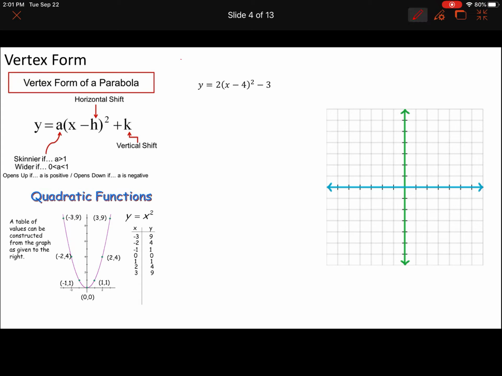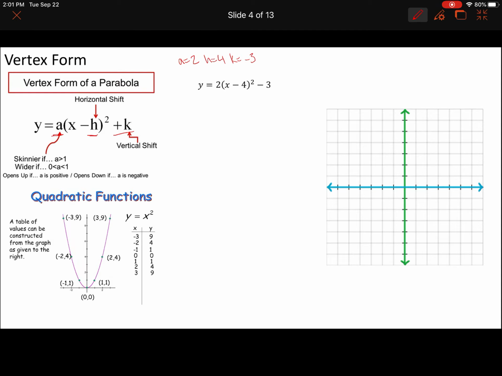In this case, let's identify our A, H, and K, so we know what we're working with. Just looking at our function, A is the number in front of the parentheses, so that's 2. H is the number inside, and remember the minus is not included in the H, so our H is actually positive 4. And K is our number on the outside, which in this case is negative 3. The only weird one is the inside.